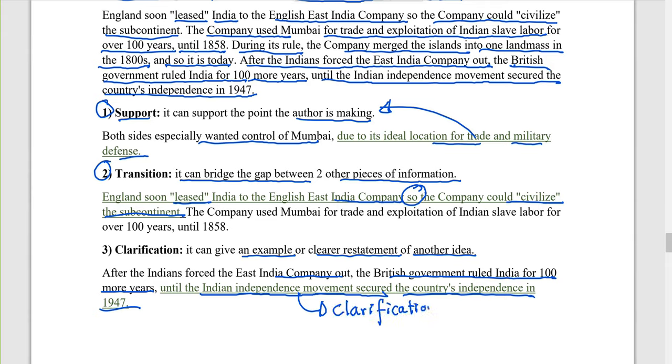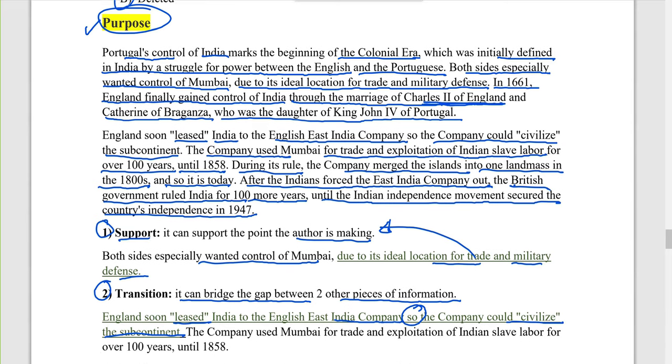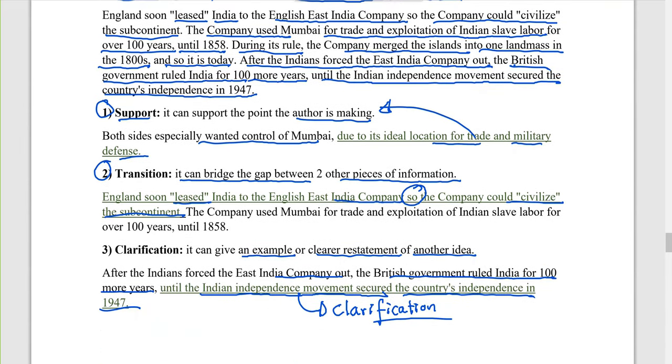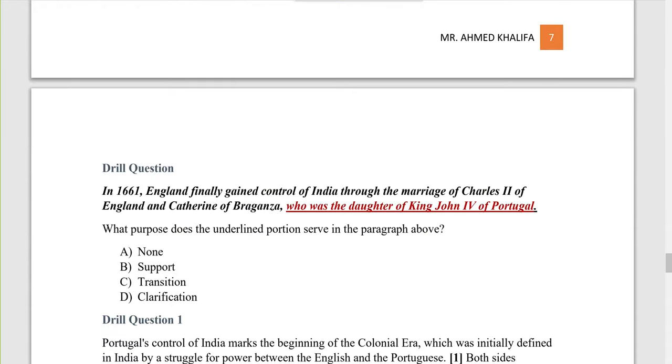We are clarifying more, okay? So remember here, we might be asked about what purpose. Purpose includes what? Purpose includes support, includes transition, and includes what? Clarification. Let us go to the questions, okay?